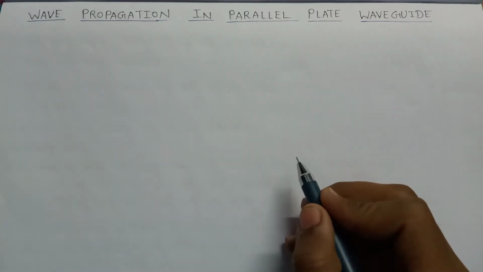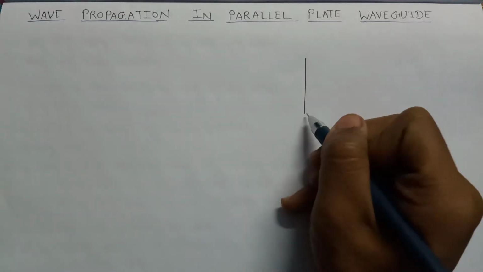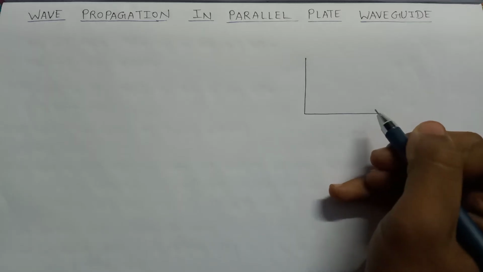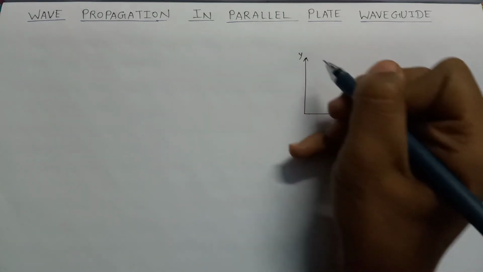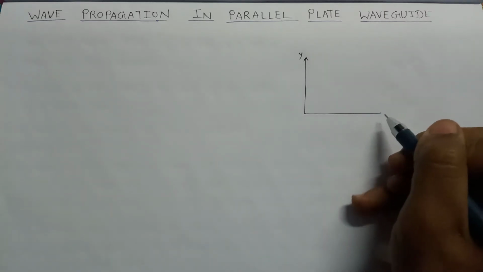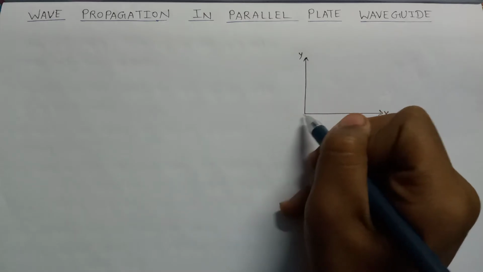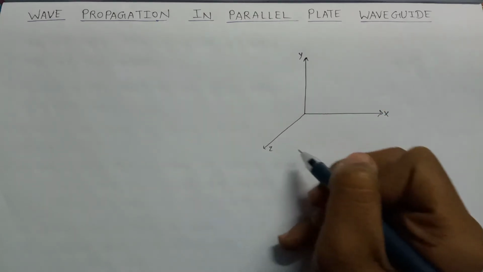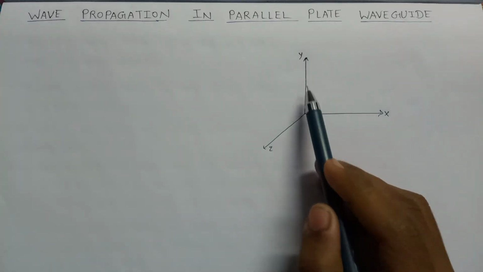Now we have the coordinates like x, y and z, and we have the vertically oriented y-axis in this direction, and we also have the horizontally oriented x-axis, and here the third axis, that is the z-axis, which is perpendicular to both the x as well as the y-axis.